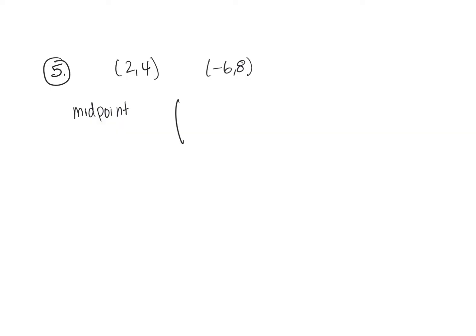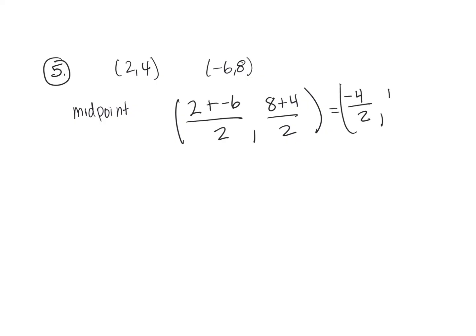The midpoint is just the x's added together, divided by 2, and the y's added together, divided by 2. So this would be -4 over 2 and 12 over 2, which is (-2, 6). So that's the midpoint. Now it says find the distance between them.